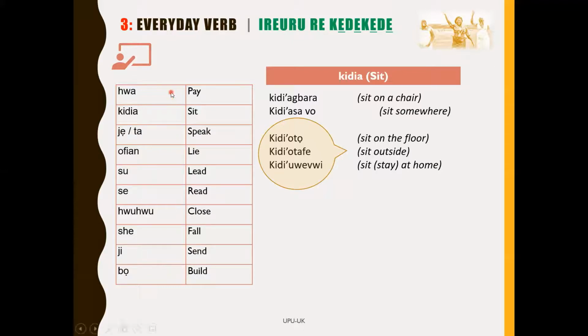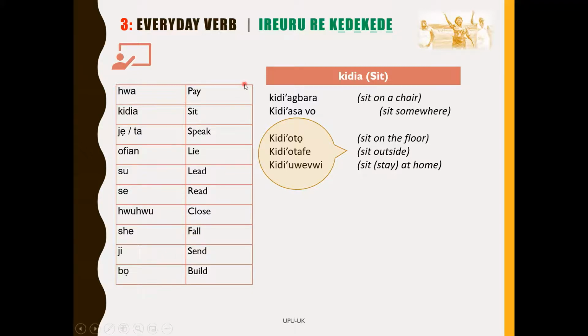Okay, so I'm going to sound out the Urhobo on their own. You can see the English to the right hand side. Hwa, hidia, je or ta, ofia, su, se, hu, she, g, bo.